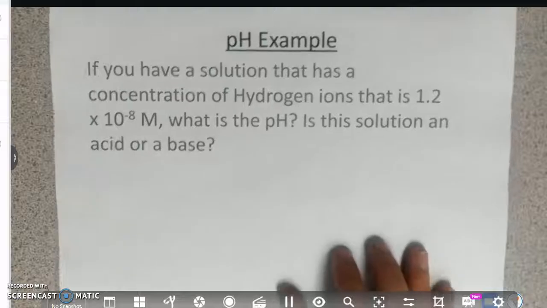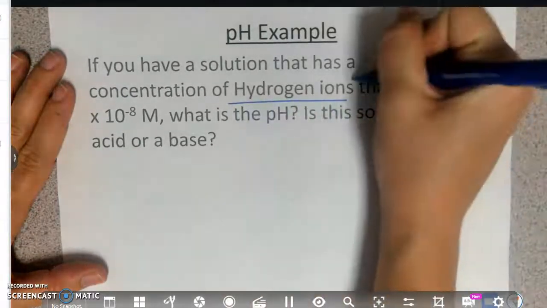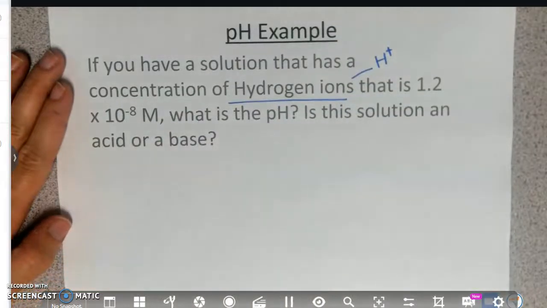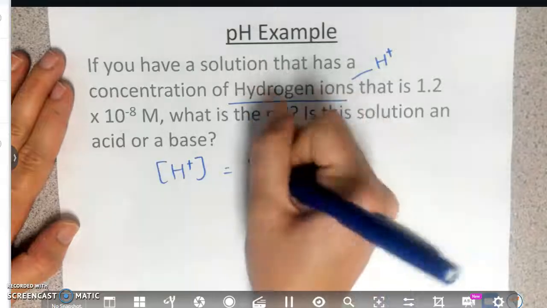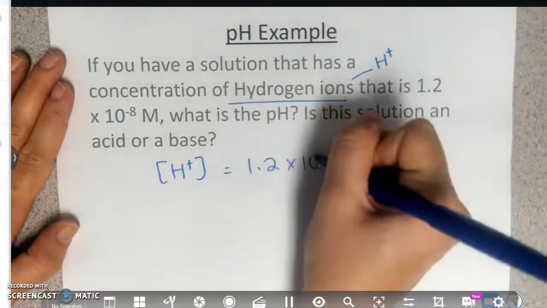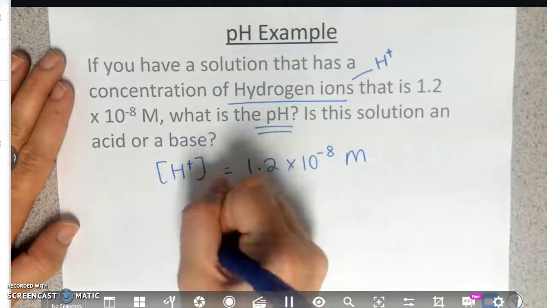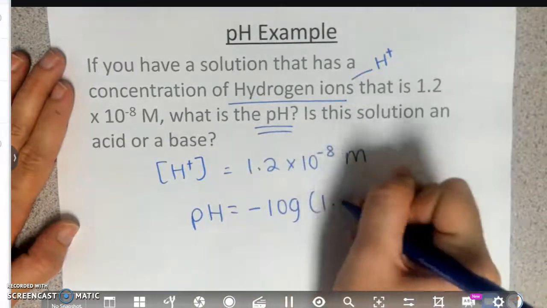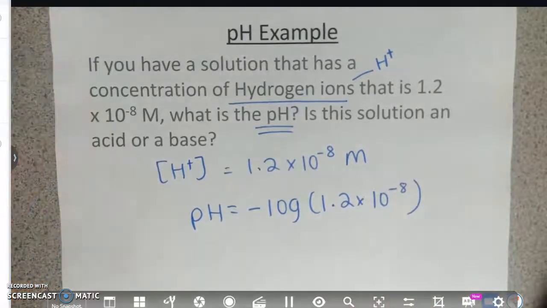So this example is if I have a solution that has a concentration of hydrogen ions, and again, I'm going to write that's H+ because hydrogen and hydroxide are tricky. So the hydrogen ion concentration is 1.2 times 10 to the negative 8 molarity. What's the pH? So pH equals negative log 1.2 times 10 to the negative 8. And then the second part of the question is, is this an acid or a base?